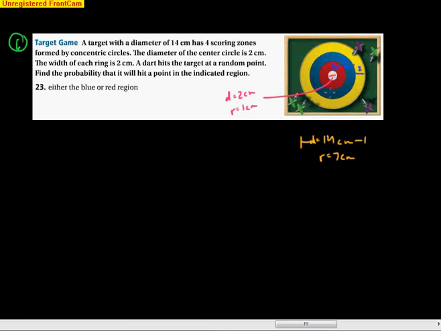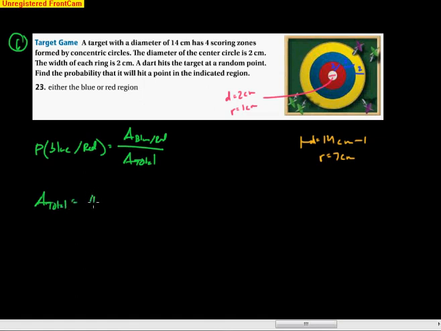Okay. And now the question is, find the probability that it hits either the blue or the red region. Okay? So if I'm looking for the probability that it hits blue or red, I want the area of the blue or the red over the total area. Okay? So to do this, first let's find the total area. Area total. Do it in green here.